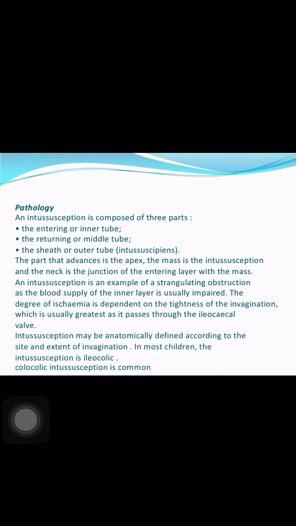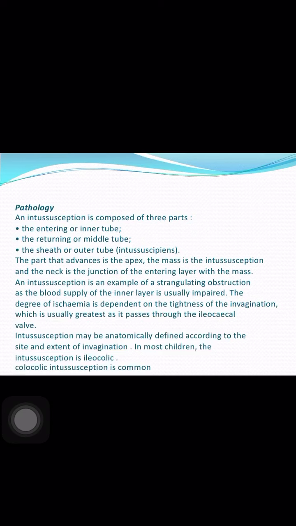Intussusception is an example of strangulated obstruction. It usually leads to impaired blood supply to the bowel, as the blood supply of the inner layer is usually impaired. The degree of the ischemia is dependent on the tightness of the invagination, which is usually greatest as it passes through the ileocecal valve. Intussusception may be anatomically defined according to the site and extent of the invagination.